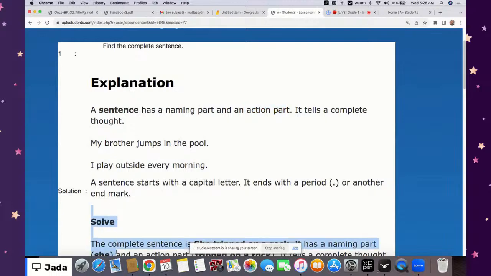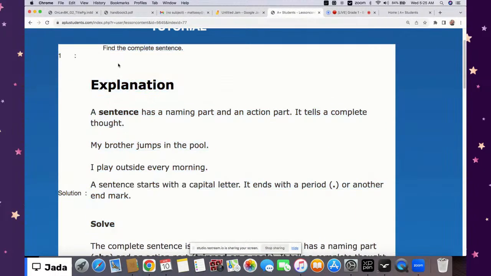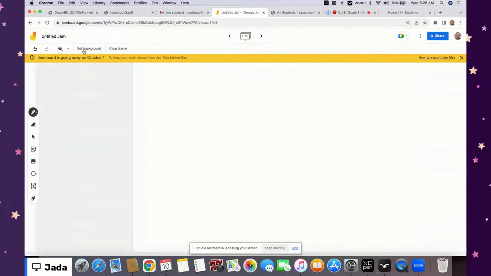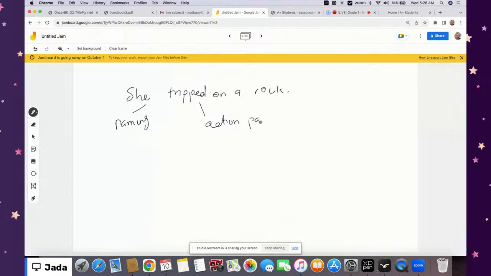So let's look at some examples, because it says find the complete sentence, right? Now, she tripped on a rock. She tripped on a rock. This is a complete sentence because the she here is the naming part and tripped here is the action part.